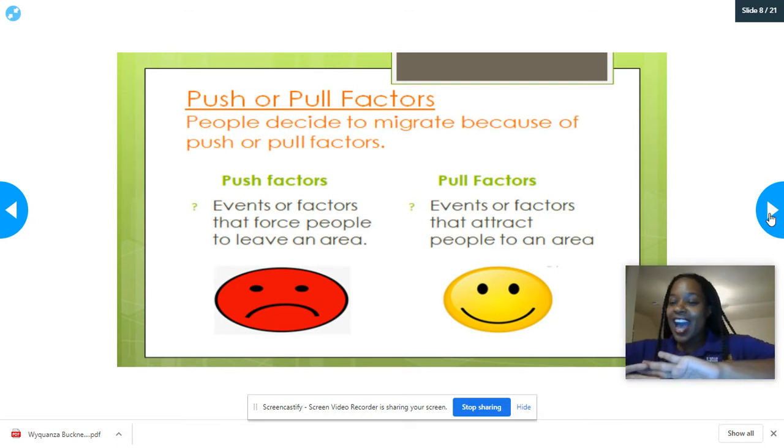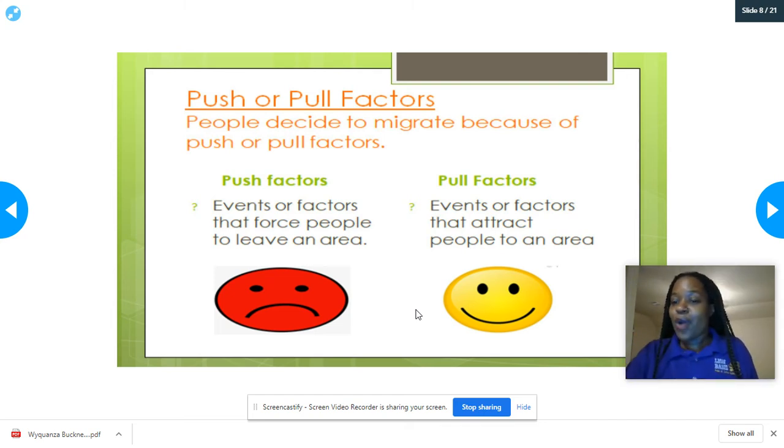When you push out, a push factor is an event or factors that force people to leave the area. I don't want to live there anymore because it's too hard to live there. Pull factors pull you in. Events or factors that attract people to an area. So I'm pulled in. I love the area. It's really good because they help. I can get a job. I can live nice. Everything is safe for me. So push factors push people out. Pull factors pull them in.